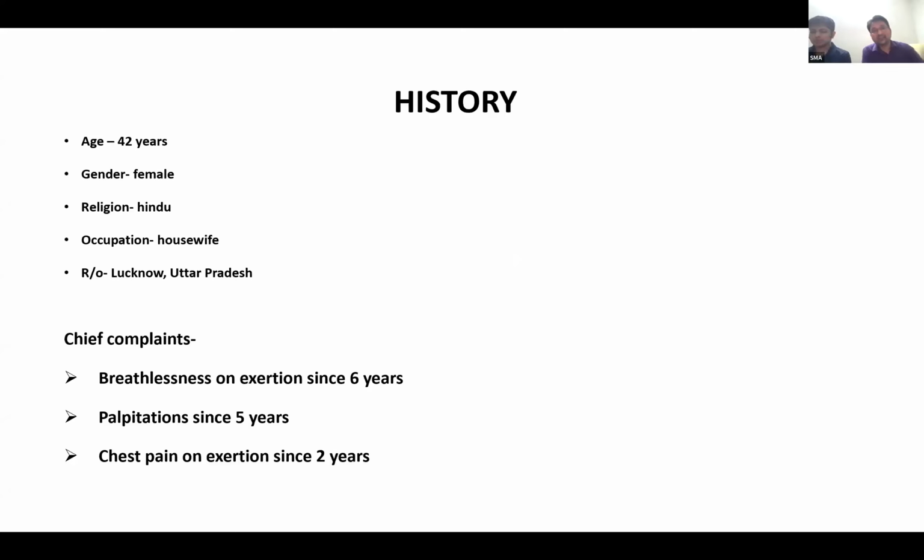Good evening, respected teachers. I'm presenting a case of a 42-year-old female patient, Hindu by religion, a housewife residing in Lucknow, Uttar Pradesh. She presented to us with chief complaints of breathlessness on exertion since 6 years, palpitations since 5 years, and chest pain on exertion since 2 years.